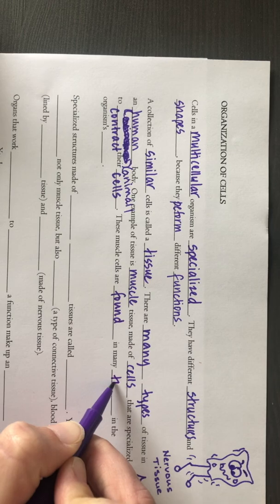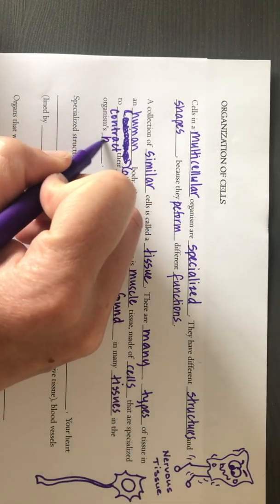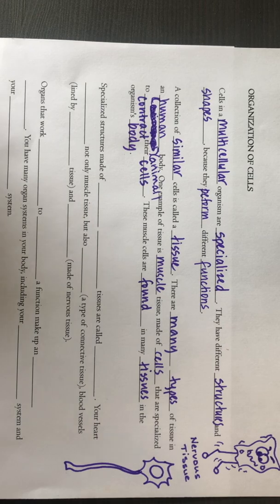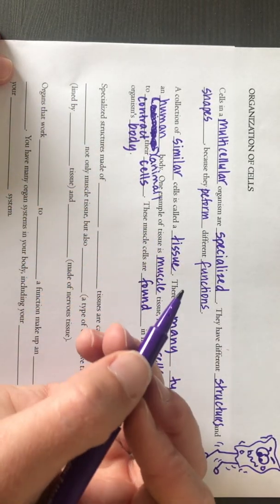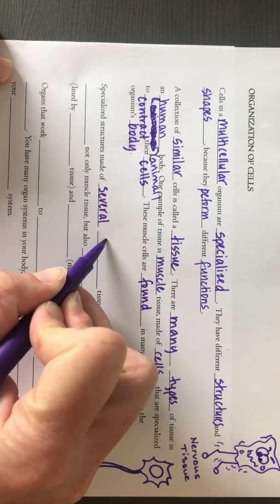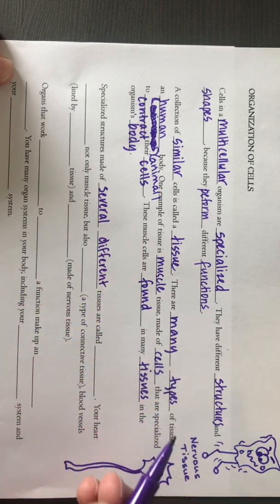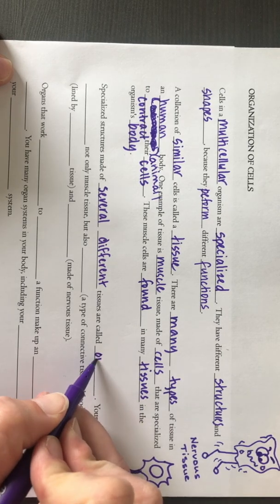These muscle cells are found in many tissues in the organism's body. Now, if we take tissues and we combine them with each other, if we take specialized structures made of several different tissues, they are called organs.